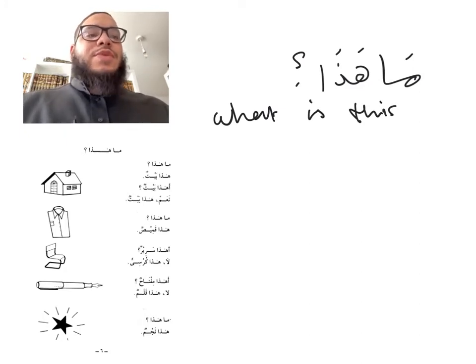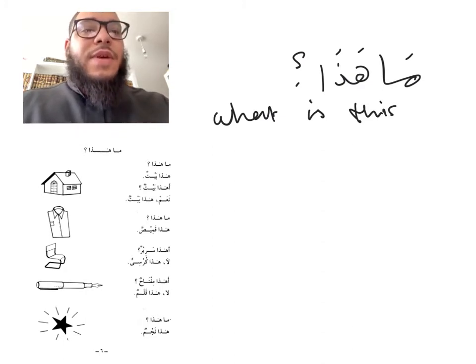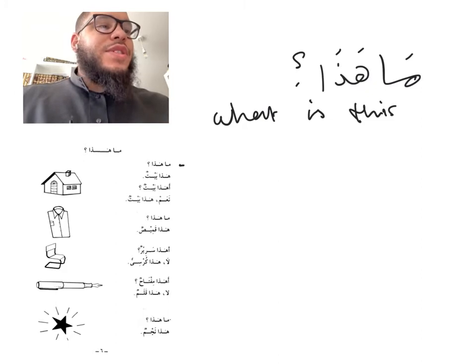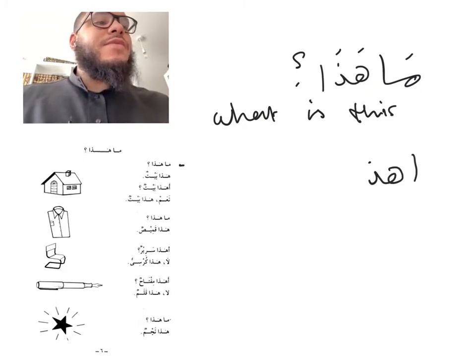So there are a number of ways we can ask questions in the Arabic language. And as you can see on this page, starting from here, ما هذا, what is this? هذا بيت, this is a house. أهذا بيت. Now we have another question. أهذا.